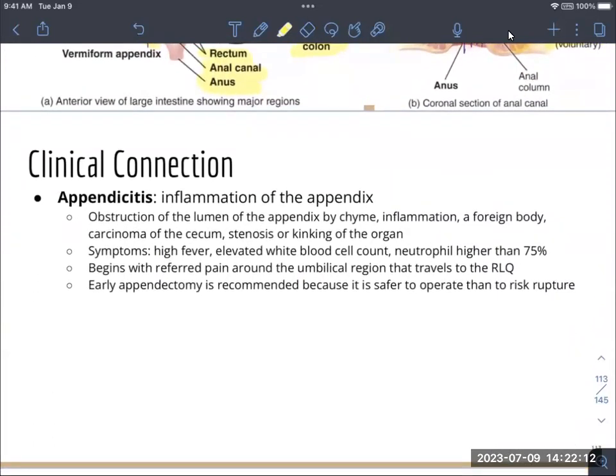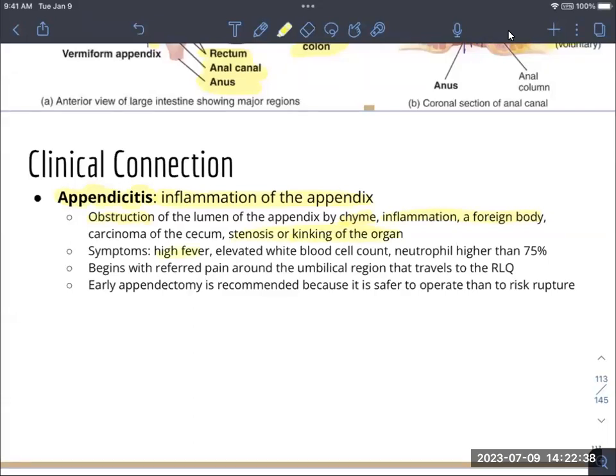Appendicitis. Remember that the appendix is part of the immune system, and appendicitis is when that appendix gets inflamed. It could get obstructed by the chyme that gets released into the cecum. Something foreign could have gotten into it. It could kink. It could get stenosed.